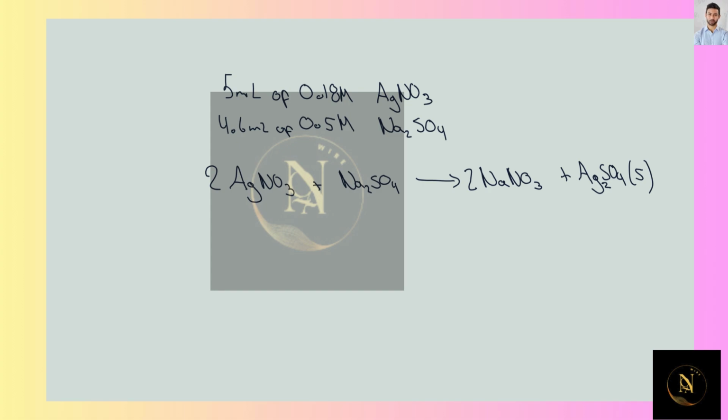Okay, so now what we need to know first is what is going to be my limiting reagent. In order to know the amount of mole of silver nitrate that I'm going to have in solution, let's remember the definition for molarity, that is amount of mole divided by the volume in liters. So I'm going to have the amount of mole equal to volume times molarity. So, 5 times 10 to the minus 3 liters, because we have only 5 milliliters, times 0.18 molar.